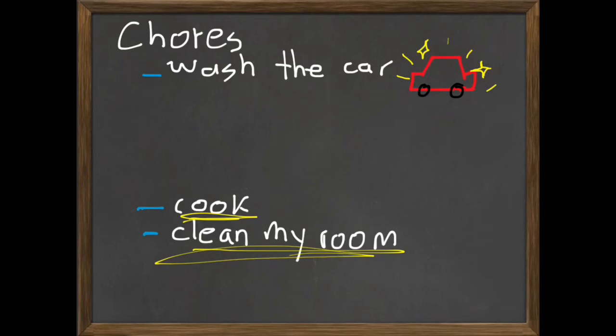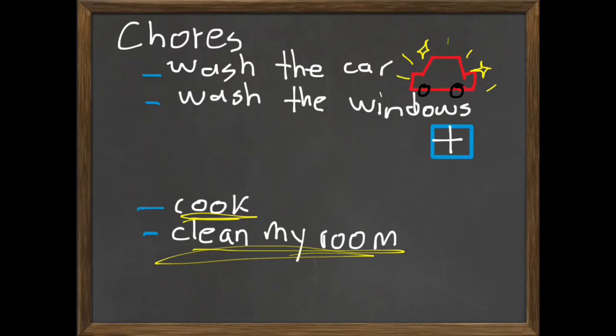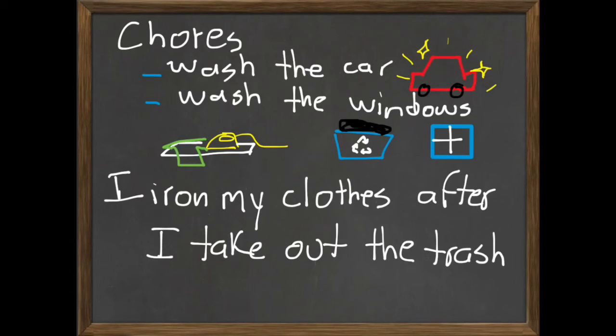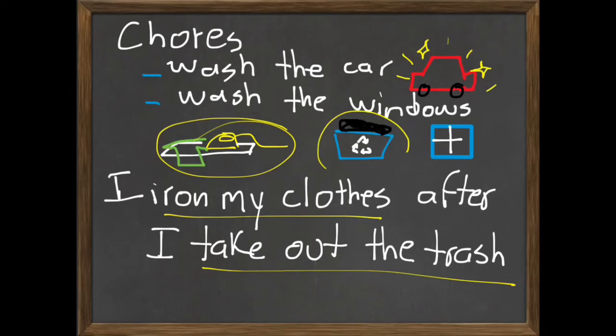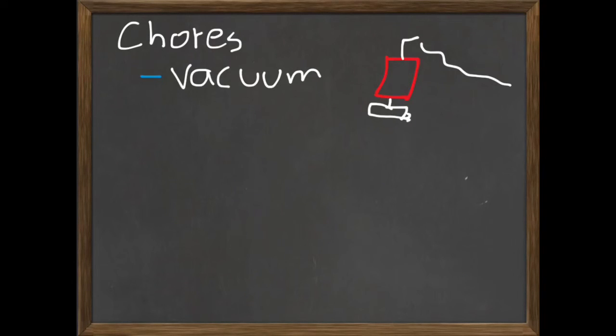Also, washing the car is a chore, as well as washing the windows. Another example would be, I iron my clothes after I take out the trash. Ironing clothes and taking out the trash are both chores. Lastly, to vacuum. I vacuum each Monday.